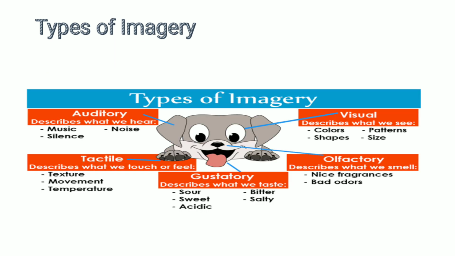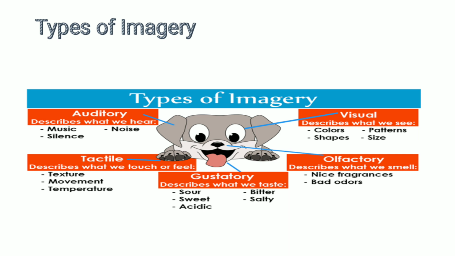Let us discuss these types in more clearer way. There are 5 types of imagery: auditory imagery, tactile imagery, gustatory imagery, olfactory imagery, and visual imagery. In auditory imagery, we describe what we hear. For example, music, silence, noise. This is known as auditory imagery. In the other type of imagery, tactile imagery, it describes what we touch or feel. For example, texture, movement, temperature.